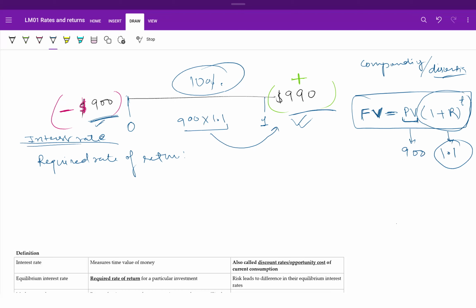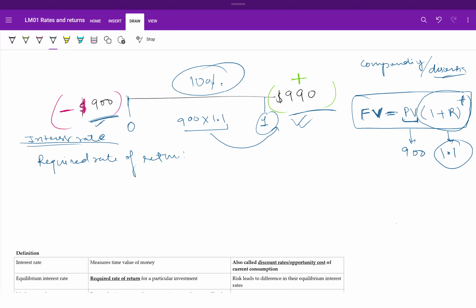So I am multiplying 900 by 1.1, and this is going to give me 990. This is just simple, pure mathematics, the simplest way to explain this formula. I am multiplying it with something to the power t, and here it's only 1, so the calculation is also simple. 900 into 1.1 gives me 990.